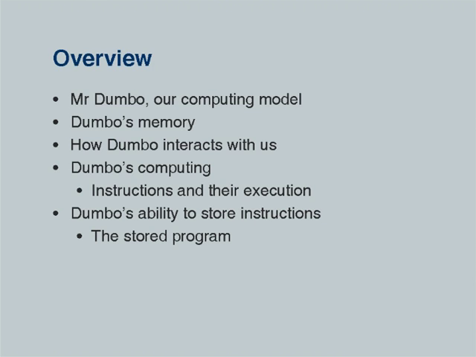We'll look at Dumbo's memory capacity. We'll figure out how Dumbo interacts with us. Then we'll look at Dumbo's computing capabilities. Specifically, how does Dumbo execute instructions? Finally, we'll look at the most important aspect of our computing model, namely the ability to store our instructions. That is what makes Mr. Dumbo very peculiar. We'll end with two sample programs written in a programming language called C++.